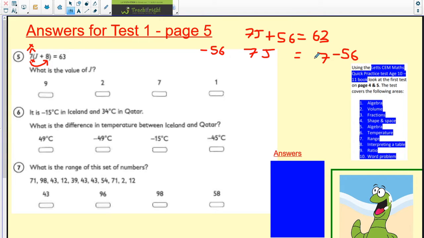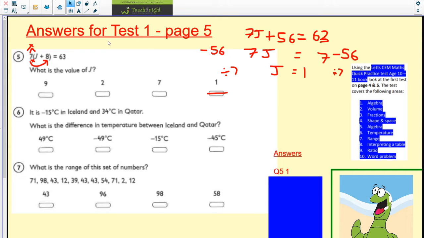And if 7 lots of j equals 7, 1 lot of j, you probably already know, but essentially you need to divide both sides by 7. 7 divided by 7 is 1. So j is equal to 1. Final answer. Let's just check. Oh, question 5, 1. Good to know.